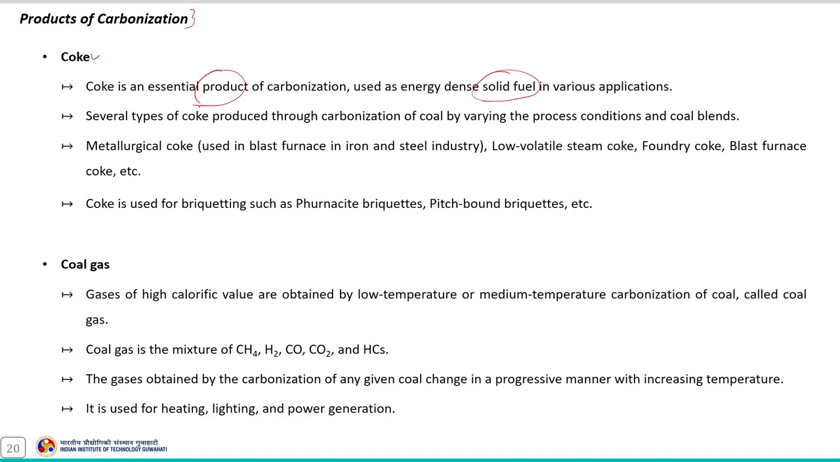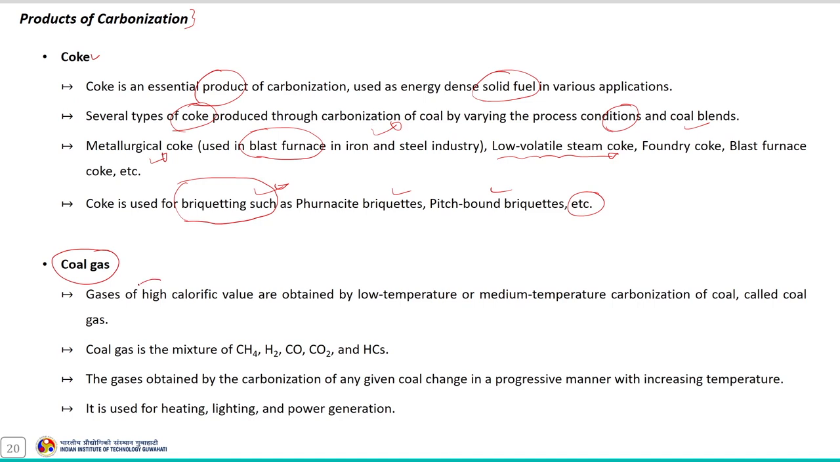Accordingly, several types of coke can be produced through carbonization of coal by varying the process conditions and coal blends, including metallurgical coke, mainly used in blast furnaces in the iron and steel industry. It can also be used to produce low volatile steam coke, foundry coke, blast furnace coke, etc. Moreover, the coke produced is also used for briquetting purposes.